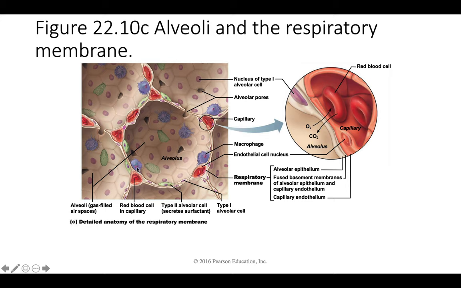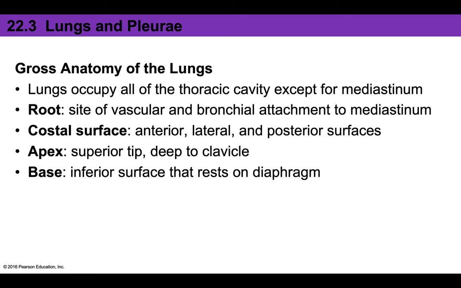So looking at the gross anatomy of the lungs. The lungs occupy all the thoracic cavity except for the mediastinum, which houses the heart, the great blood vessels, bronchi, esophagus, and some other organs. Now, when we look at our lungs, they take on the form of a cone-shaped structure. Each one of these organs gets surrounded by the pleura and connects to the mediastinum by vascular and bronchial attachments that are collectively called the lung root.